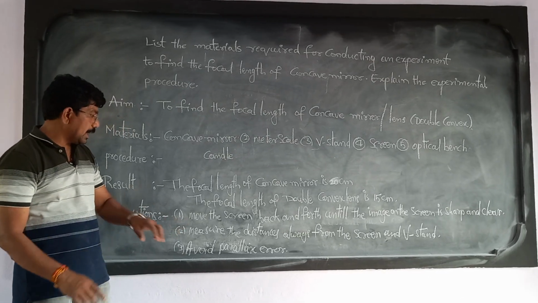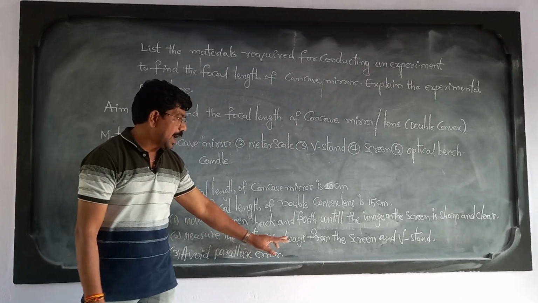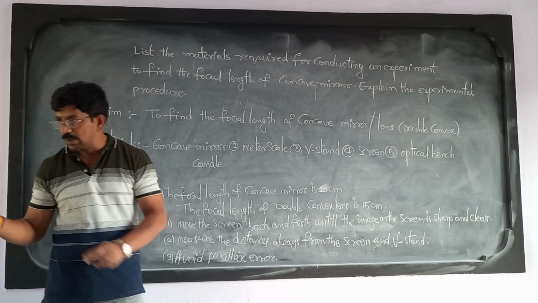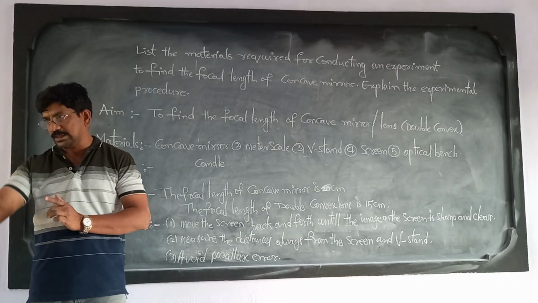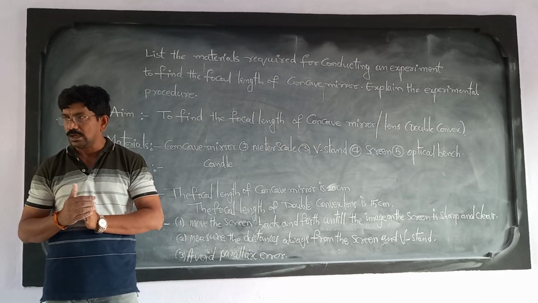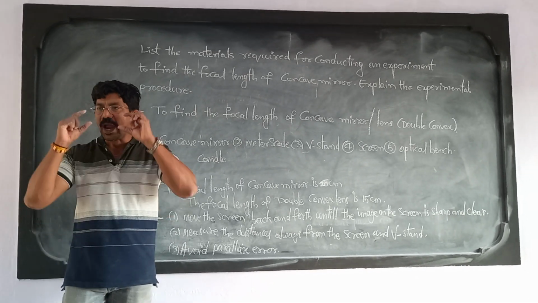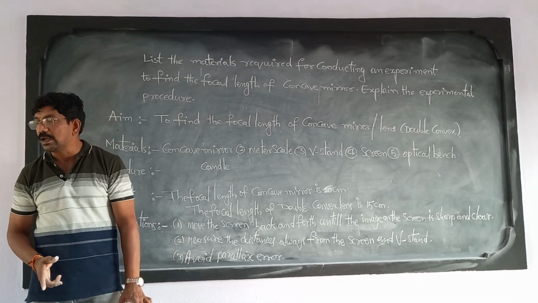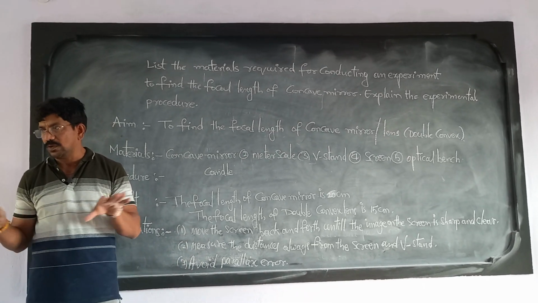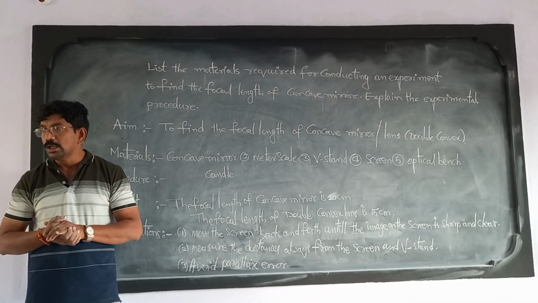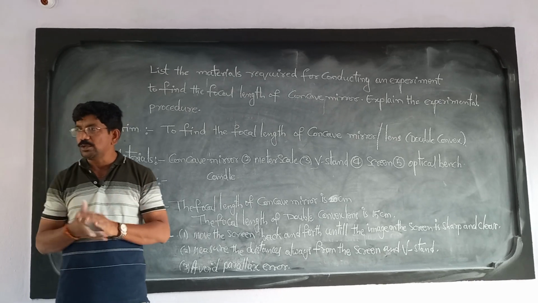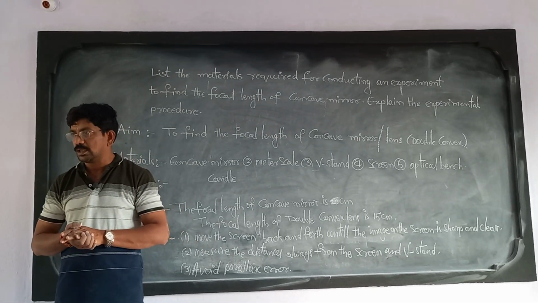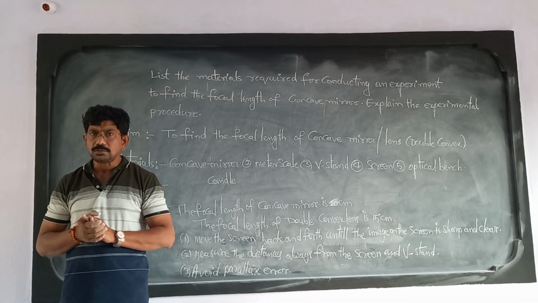Next one, measure the distances always from the pole of the mirror, that is the V stand, and the screen. The third one is avoid parallax error while taking the readings. Are you clear? This is known as the distance object method to find the focal length. Okay, are you clear? Right, stop.